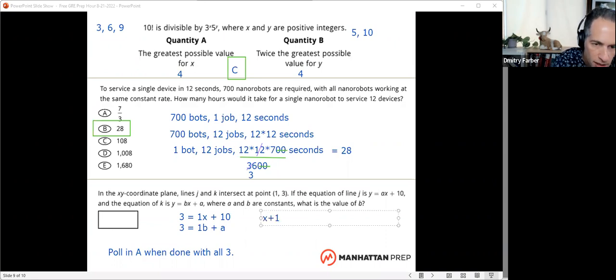X plus 10. Did I do that right? Sorry, not X, 1a. So I could say a plus 10 equals b plus a. The a's cancel. And b is 10.